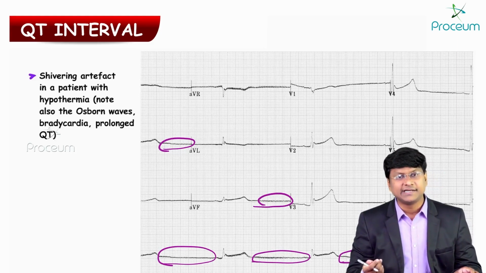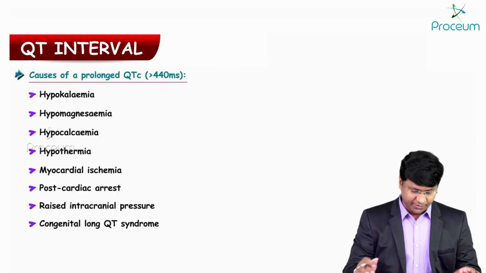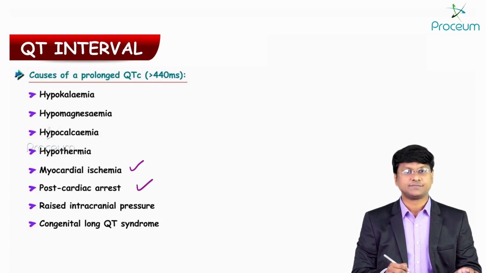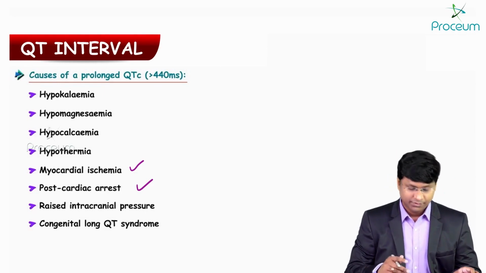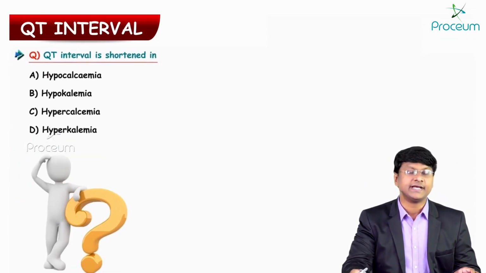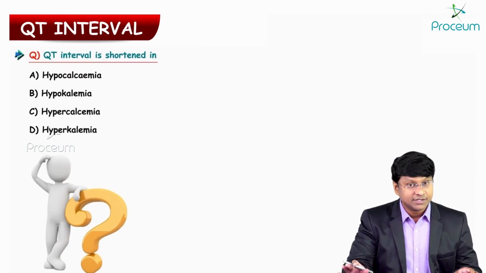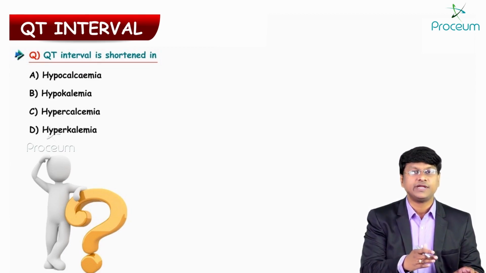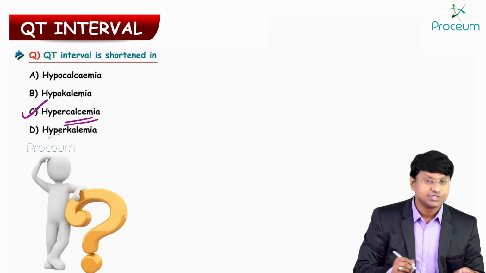And what are the other clinical scenarios where you can have prolonged QT interval? The other causes of prolonged QT interval include myocardial ischemia as well as post-cardiac arrest, apart from the clinical conditions which we have discussed. So, you see the question here. QT interval is shortened in hypocalcemia, hypokalemia, hypercalcemia, hyperkalemia. I have told you, related to calcium disorders, in hypocalcemia the QT interval will be prolonged. In hypercalcemia, the QT interval will be shortened.